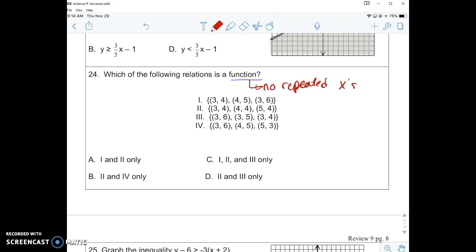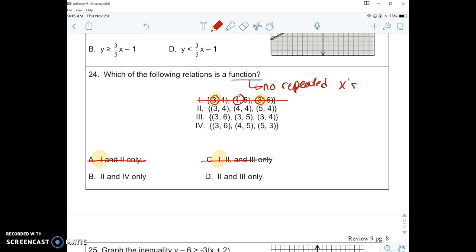If I look at number 1, if I'm looking at just the x values, my x values are 3, 4, and 3. The 3 repeats, so number 1 cannot be a function. I can cross off every answer choice that has 1 in it, which would be A and C.